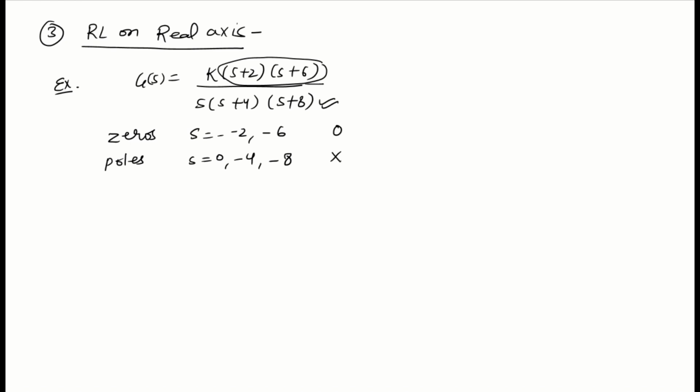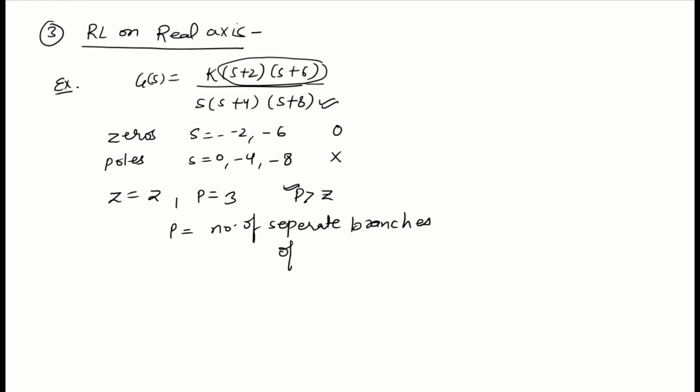So here the number of zeros, capital Z, is equal to 2 and the number of poles, capital P, is equal to 3. Since P is greater than Z here, as we already discussed in the second step, capital P is the number of separate branches of the root locus. So in this case this will be equal to 3. Now to calculate which part of the root locus will lie on the real axis, let us draw the pole-zero plot for this particular example.